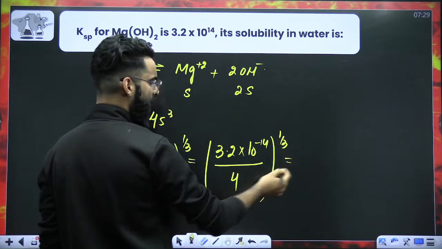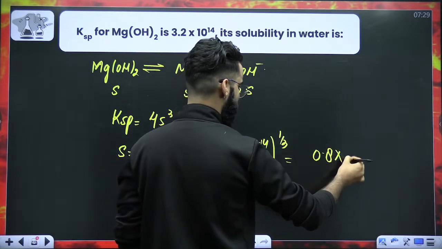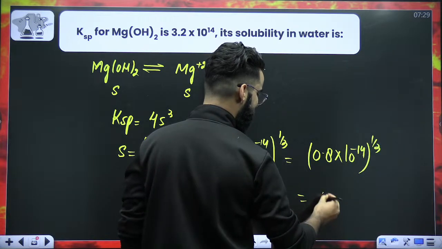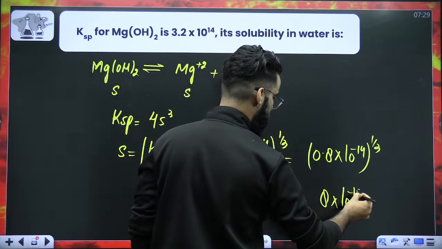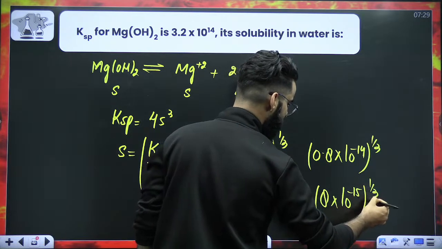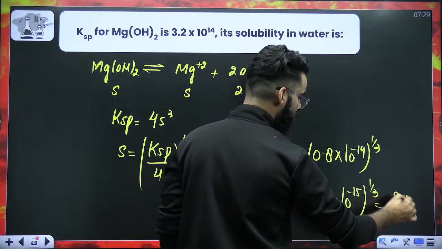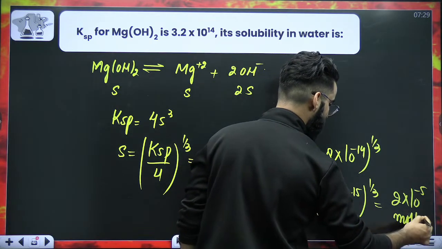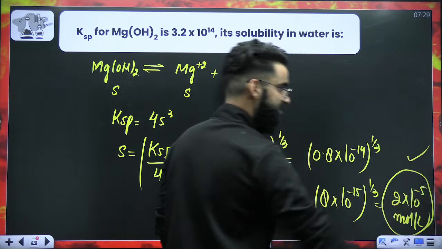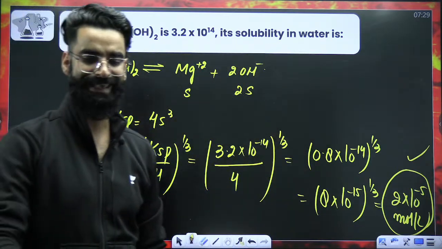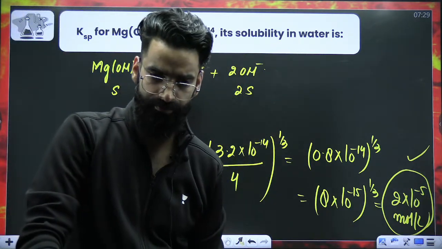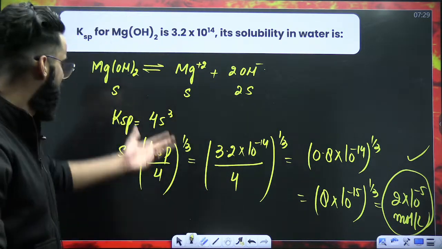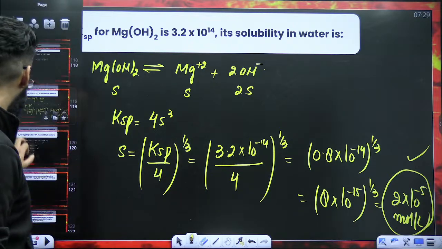So this value will be 0.8 into 10 raised to the power -14, whole raised to the power 1 by 3, which can be written as 8 multiplied by 10 raised to the power -15, whole raised to the power 1 by 3. The value is going to be 2 into 10 raised to the power -5. Since you got the solubility, whose units you are going to write in moles per liter, right? So this is the solubility of Mg(OH)2 in water, which we were supposed to find. Perfect. It's a simple and basic question. Let's move on to one more.